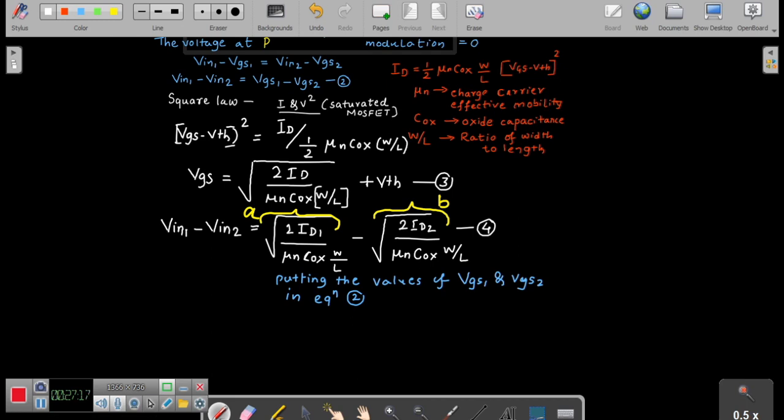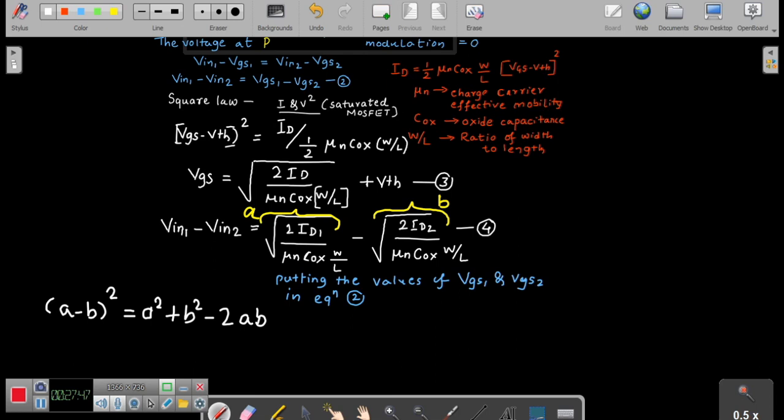So we have A minus B whole square. Let us say A minus B whole square is equals to A square plus B square minus 2AB. So now one parameter you take as A, another as B, right? So then you have to take ID1 plus ID2 equals to ISS, right?